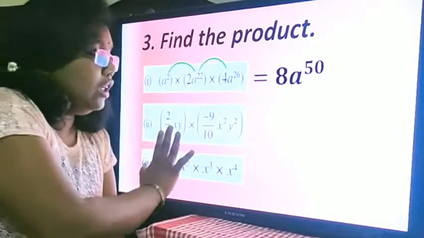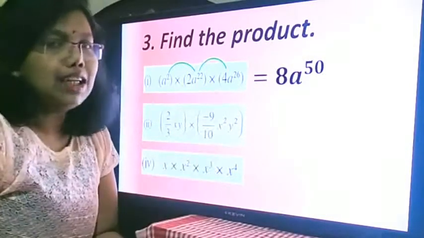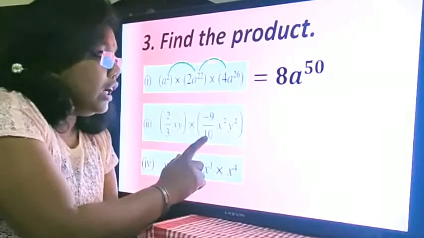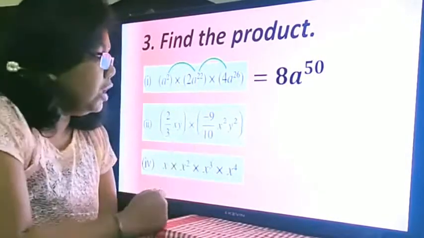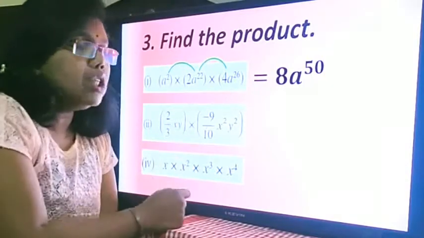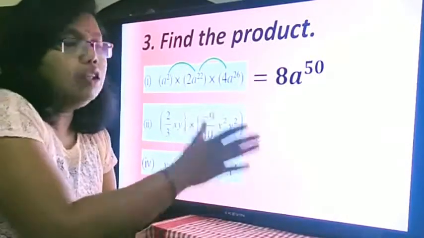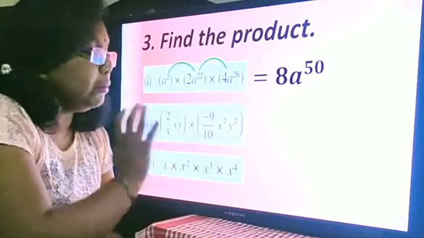Now here we have to see the fractions are there. The coefficient is actually a fraction. So what all can be divided? So 2 can divide 10, so you would get 5 in the denominator place. 3 would divide minus 9, so you get minus 3 in the numerator place. So your answer should have the coefficient of negative 3 by 5.